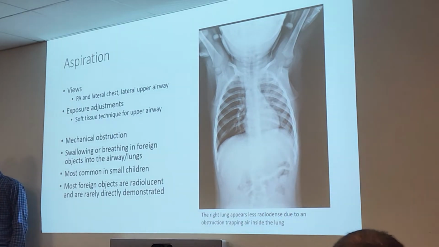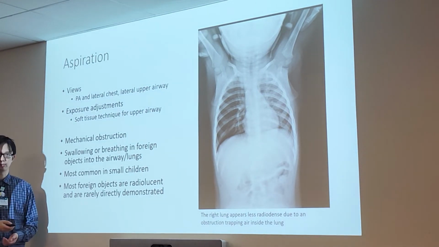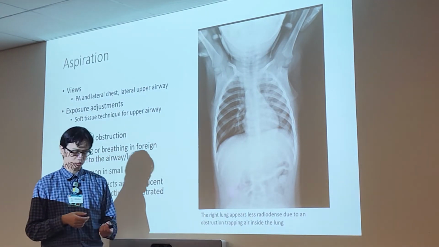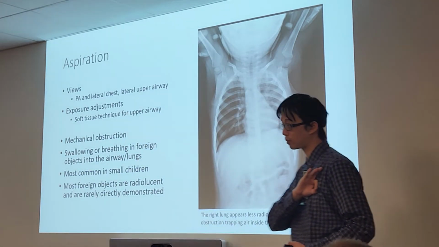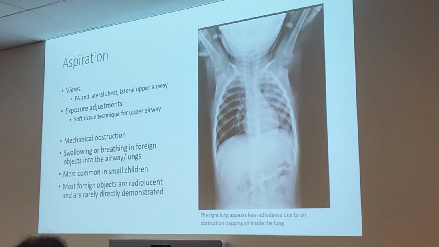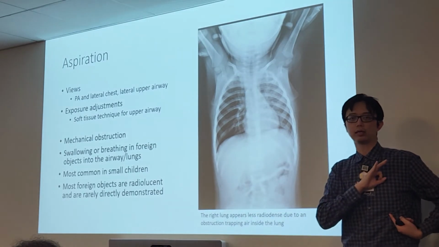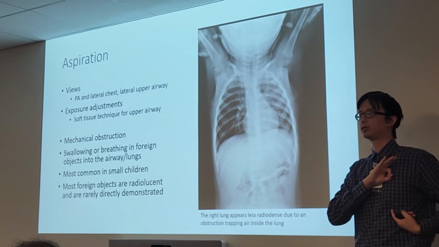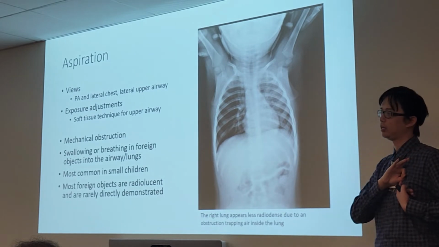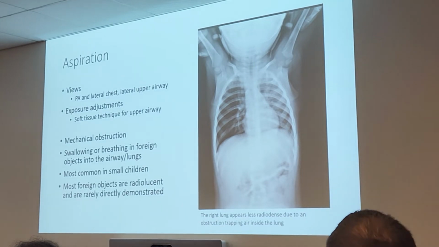So, what do we do instead? We look for other clues that there could be something going on. So one of the things that happens with aspiration is the thing gets stuck in the bronchi, patient breathes in, air goes past the object. Patient breathes out, air gets stuck. So air comes in, but it does not go out. And so now there is a buildup of air in one lung.